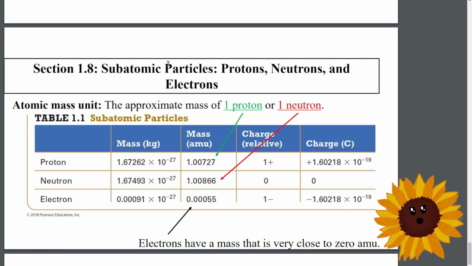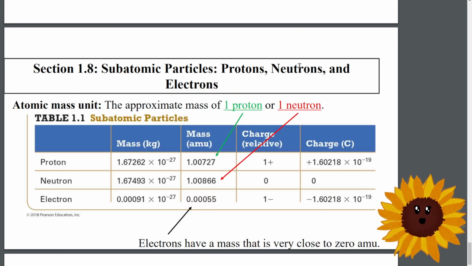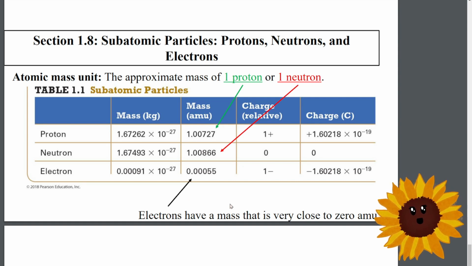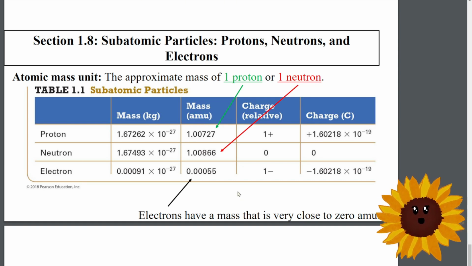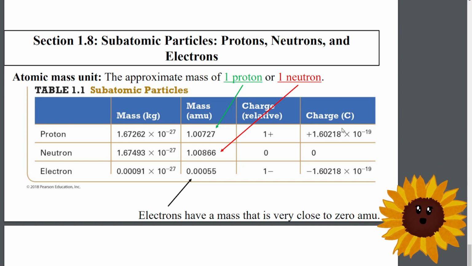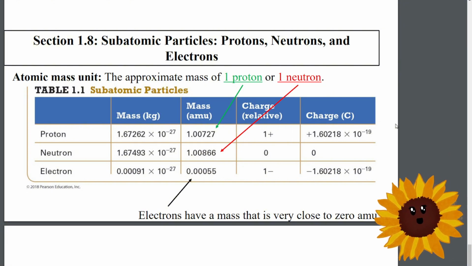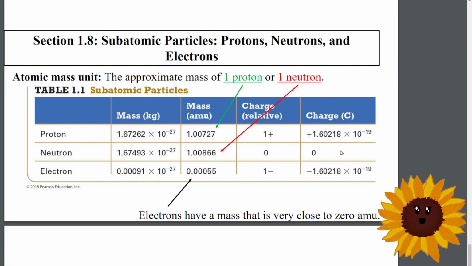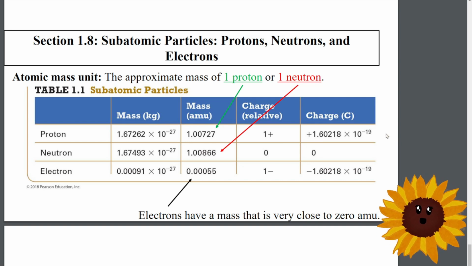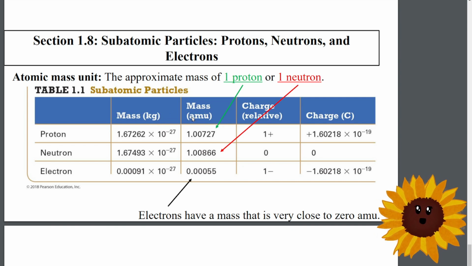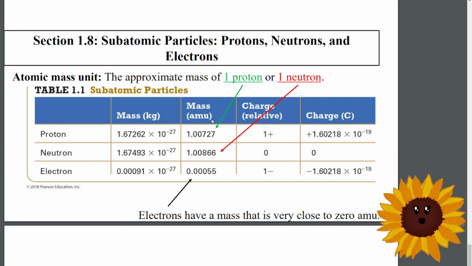So section 1.8, subatomic particles: protons, neutrons, and electrons. So that's what subatomic particles are, so even smaller. This is important. You guys are going to want to kind of memorize this table. This is going to be helpful for conversions later. I myself don't really ever work with charges, but it really depends on what type of science you're going into. It might be good for you to memorize the charges as well as their mass, and this mass is in AMU, or atomic mass units, basically.